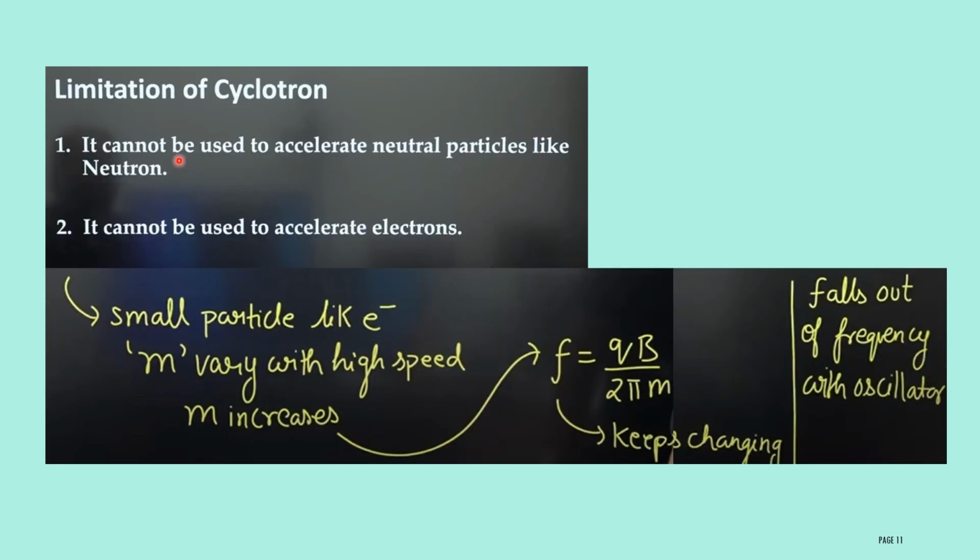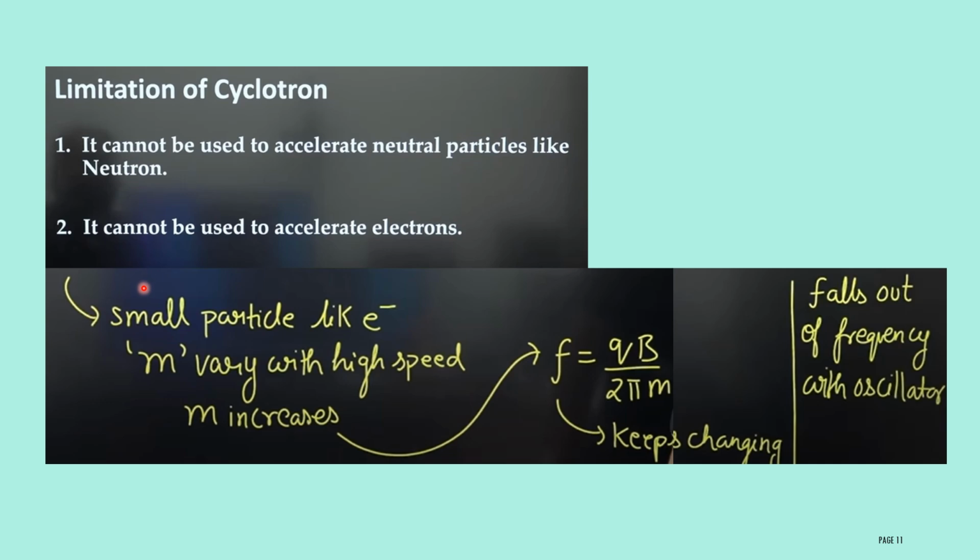Let us discuss the limitations of the cyclotron. It cannot be used to accelerate neutral particles like neutrons. Neutron is neutral. It is not a charged particle. Therefore, it is not applicable for neutrons. Then second, it cannot be used to accelerate electrons. This cyclotron is not used to accelerate electrons.